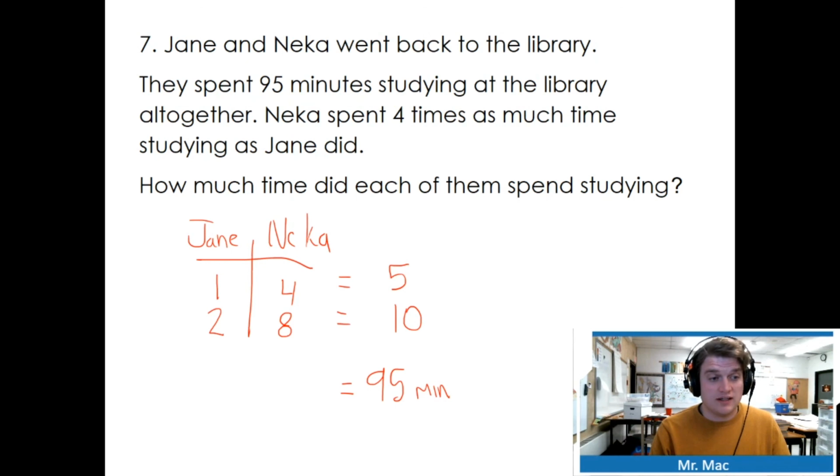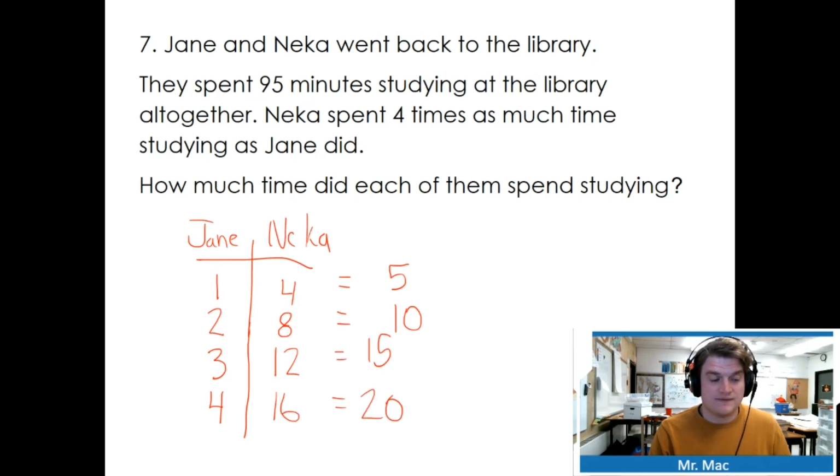Let's keep going a little further and see if we find a pattern. 3 would be 12. 4 would be 16, and 20. Have you figured out the pattern yet? Look at this. We're just skip counting by 5s. If Jane spent 1 minute, altogether they spent 5 minutes. Jane spent 2 minutes, altogether we spent 10. Keep going until you reach 95 to find out how much time each of them spent studying.